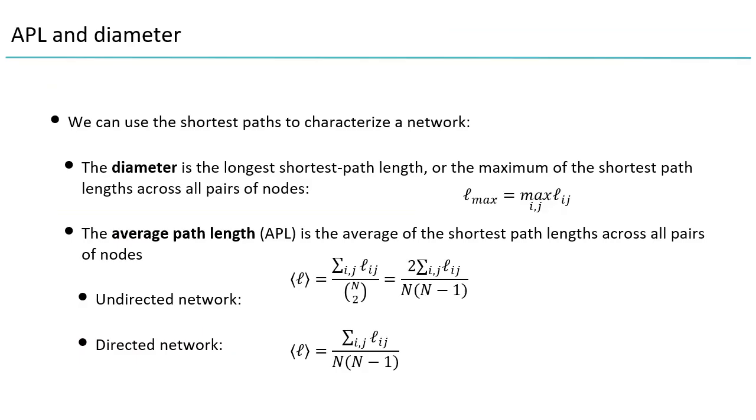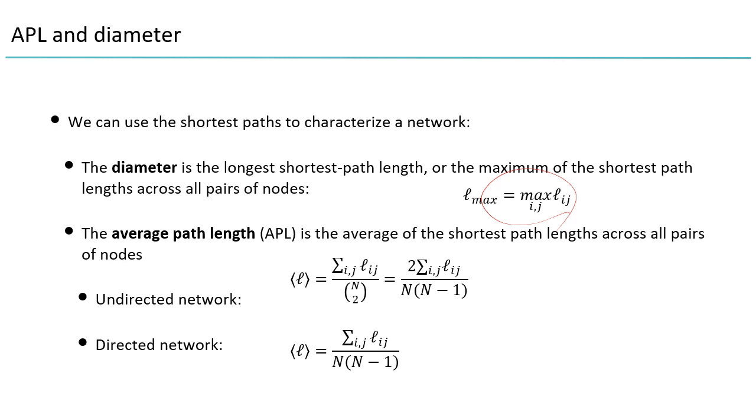Okay, the next topic is average path length. APL means average path length, and also diameter. We can use the shortest path to characterize a network. The diameter is defined as the longest path length. That means the maximum of the shortest path length across all pairs of nodes. So the diameter of the network is defined like this one.